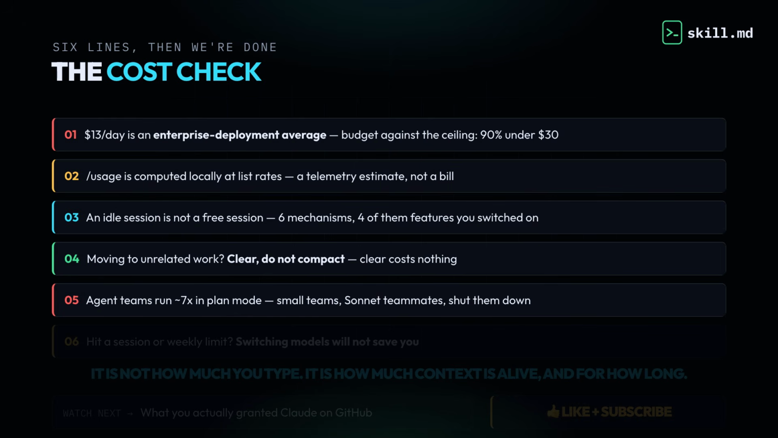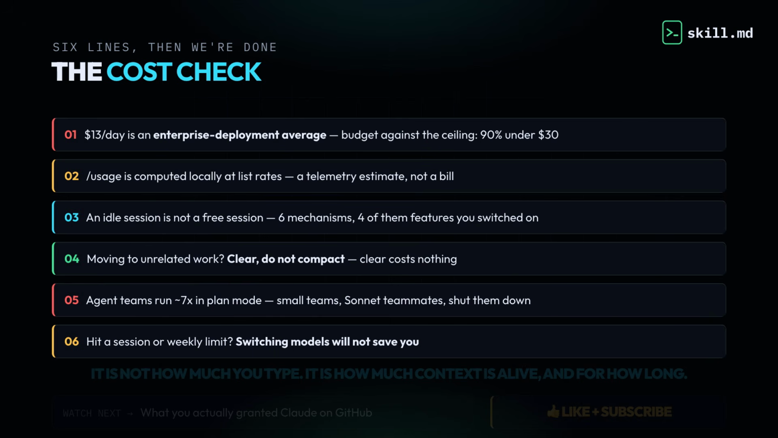5. Agent teams are about 7 times a standard session in plan mode. Small teams, Sonnet teammates, and shut them down when they're finished. 6. Hit a session or weekly limit. Switching models will not save you. The window is shared across all of them.